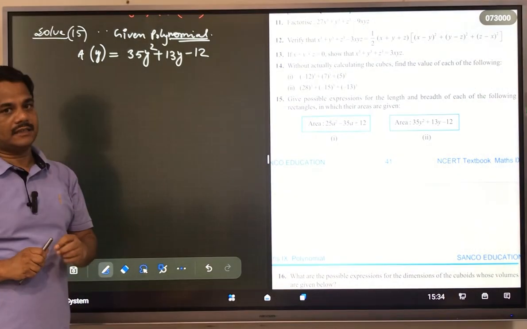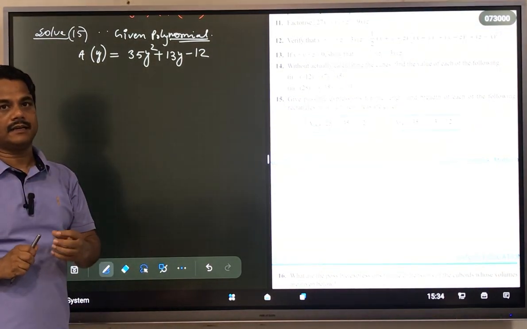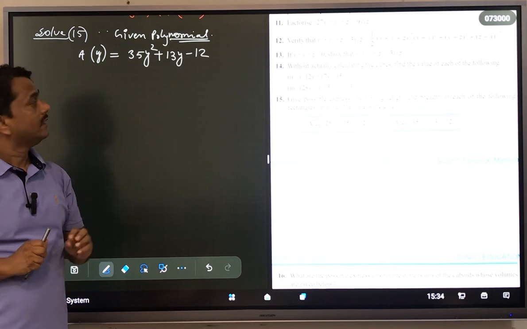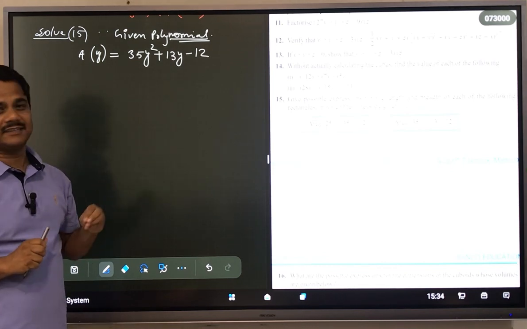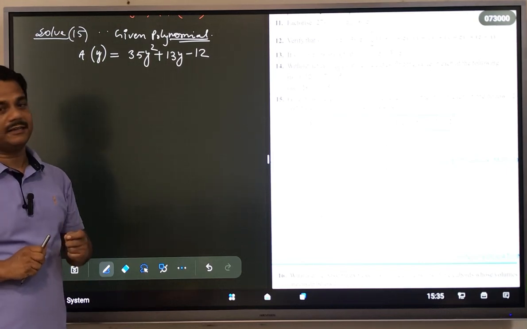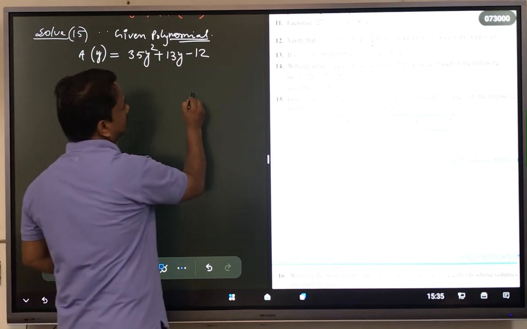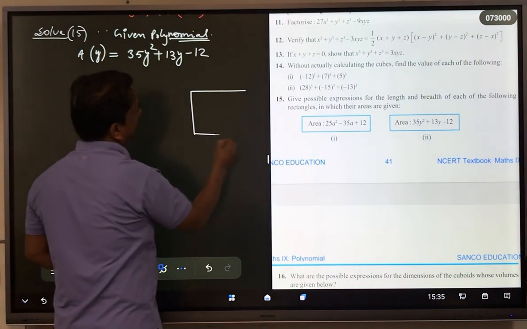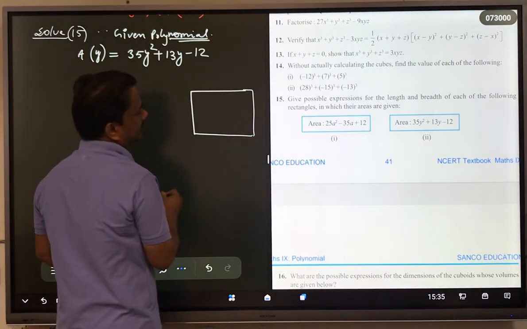Here the concept is talking about the area. He's saying area, right? But what about the area? Here a typical polynomial has been given. Then why is it talking about area? Area means that suppose I am talking about a rectangle. There is a rectangle I have taken.